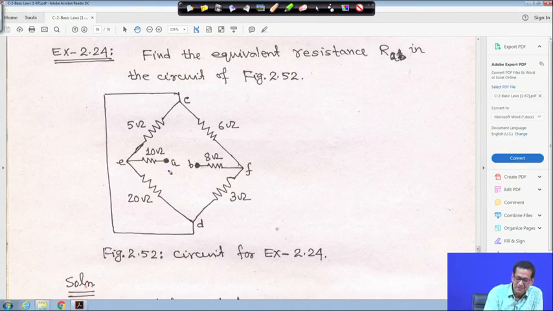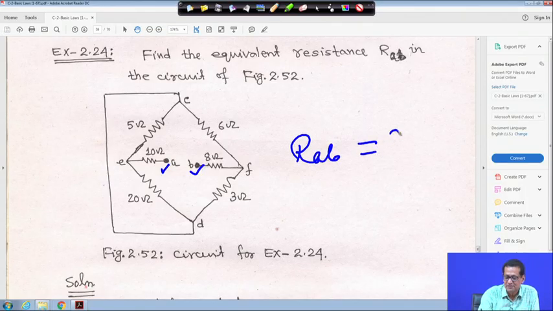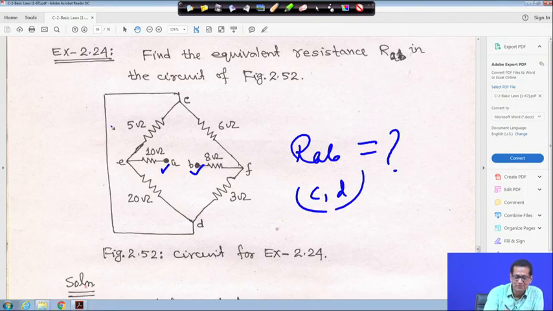Let me mark it by pen. So, you have terminal A and terminal B, and you have to find R_AB. What is R_AB for this circuit? Now, this is the problem. Before going to the problem, look, C and D are connected by a wire. That means C and D are basically a common point, because no electrical element is connected here.